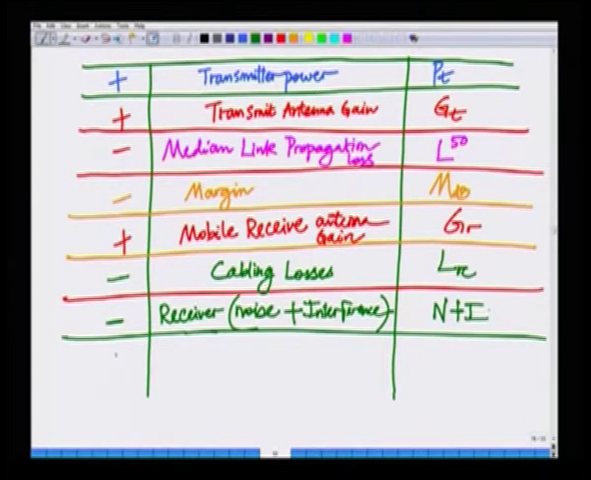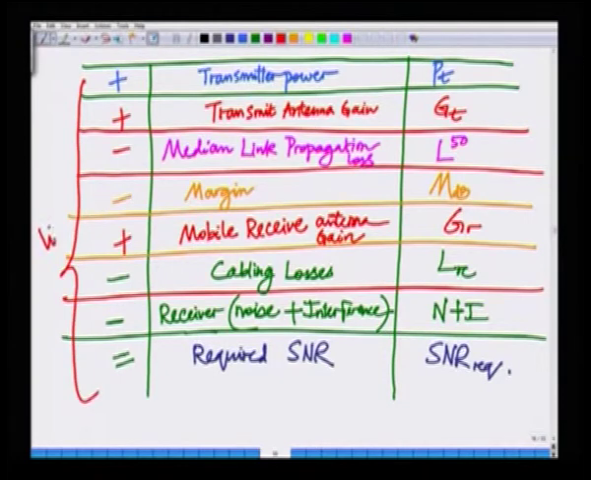This is N plus I, and that I have is equal to the required SNR, which is nothing but the SNR required. So, what we have here is the path loss plus the transmit antenna gain minus the link loss minus the margin plus receive antenna gain minus cabling losses minus noise and interference is equal to the required SNR. This is essentially nothing but a simplistic representation of the link budget, which is essentially the losses and gains of the different components in this transceiver chain.